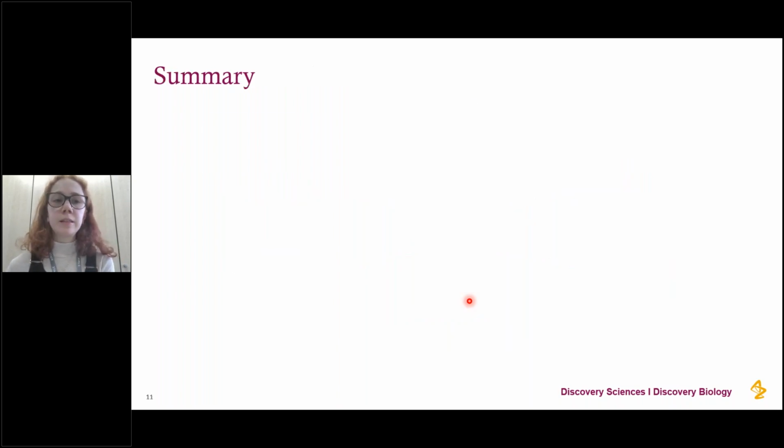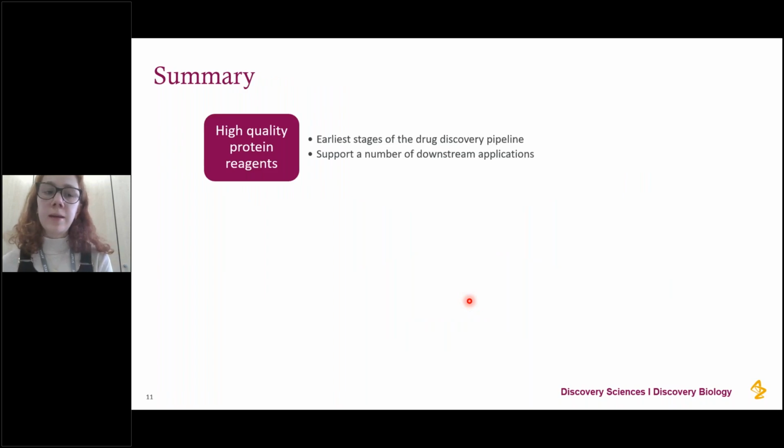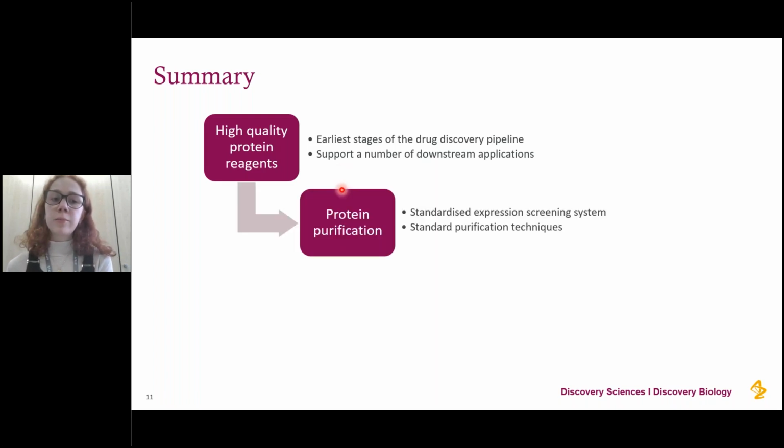So to summarize, the protein sciences team and discovery biology at AstraZeneca produce high quality protein reagents for the earliest stages of the drug discovery pipeline, and our reagents are used to support a number of downstream applications. Before we purify proteins, our constructs go through standardized expression screening systems so that we can optimize the expression conditions before committing resources to purification.